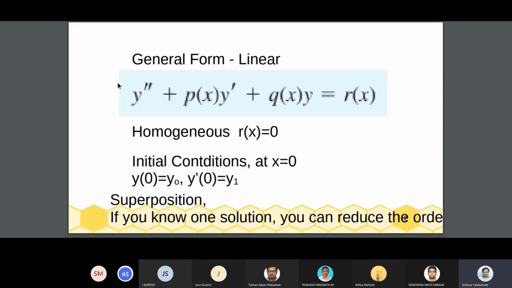Then there is also, this is also a theorem sort of thing, or an idea. Let me put it as an idea. If you know one solution, y1(x), you can reduce the order of the differential equation. You can reduce this differential equation to the first order if you know one solution. Okay. There's also a method where you can solve this if you know one solution. I may point out later on.